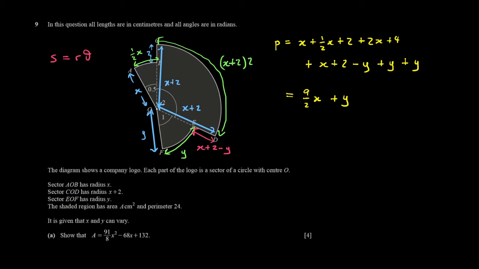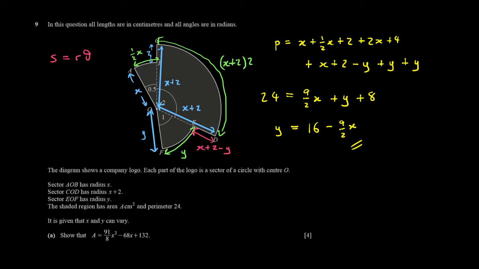And then let's deal with all the constants. So we've got 2 plus 4 is 6 plus 2 is 8. So that's 8 there. And we're told in the question that the perimeter is equal to 24. So I think now what we can do is rearrange this and get y is equal to 24 minus 8, which is 16, minus 9 upon 2x. Okay, so we've got an expression there for y in terms of x.